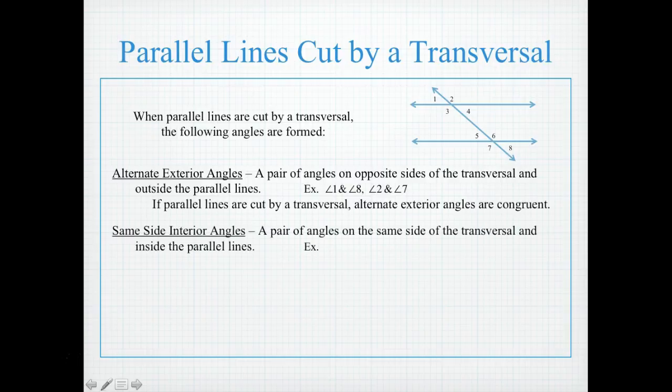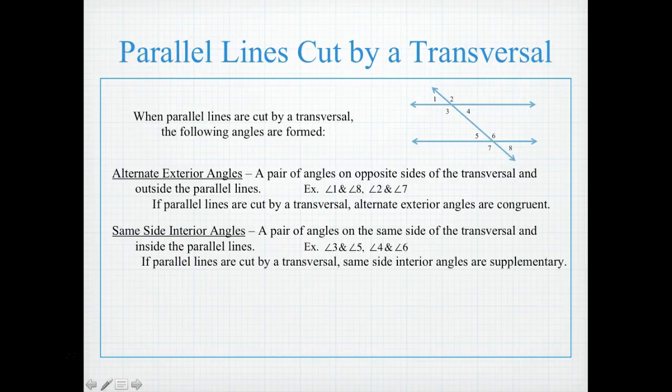Next we have same side interior angles. Now same side interior angles are a pair of angles on the same side of the transversal and inside the parallel lines. So in this case, angles 3 and 5 are same side interior, and angles 4 and 6 are same side interior. And if parallel lines are cut by a transversal, same side interior angles are supplementary. So remember, the definition of supplementary means they add to 180 degrees. So same side interior angles are supplementary because they add to 180 degrees.